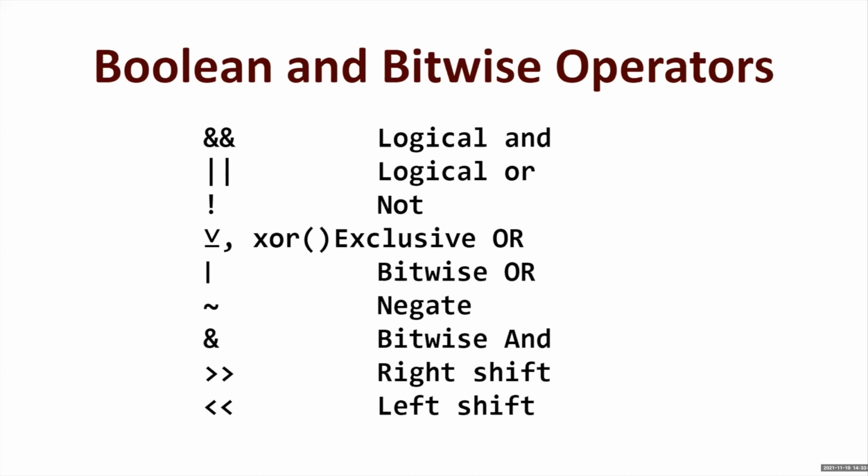You can also do the shift. If you shift 1 by some bits, it will give you a power of 2. You can easily compute powers of 2 by just shifting the bit to the left and to the right.